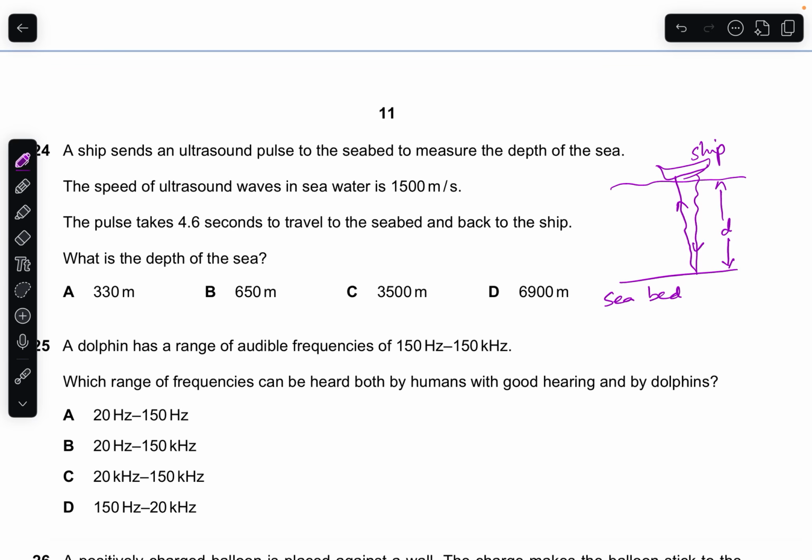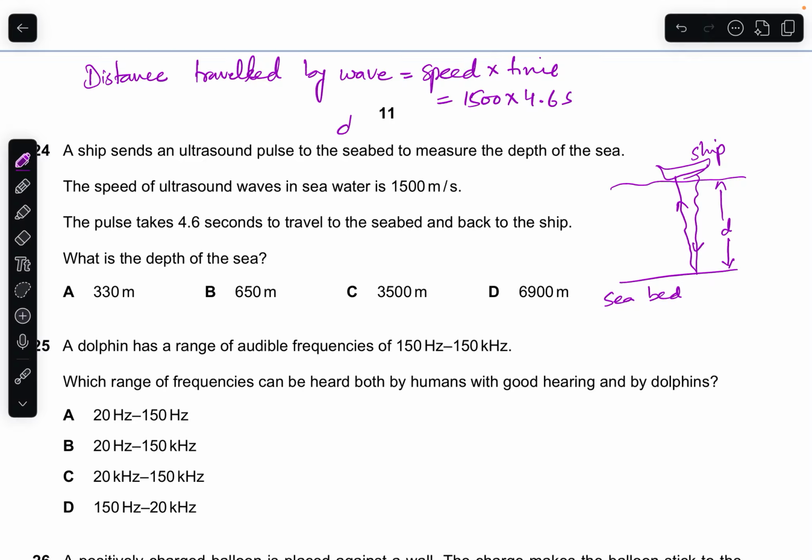So if you have to find the distance traveled by the wave, for distance you have a simple relation, speed multiplied by time. Speed is 1500, time is 4.6 seconds, and for the d you have to divide whatever answer you get from this by 2 to get the d, and you will get 3500. It's option C. You will nearly get this answer.